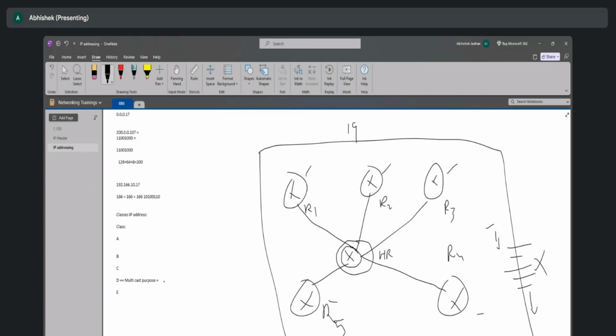For that purpose, we use the class D multicast IP address here. So this HR will send that common data packet to a multicast IP address, 224.x.x.x, whatever IP address they use within their organization. When they do that, this packet is automatically sent to each and every router, because that's the multicast IP address.